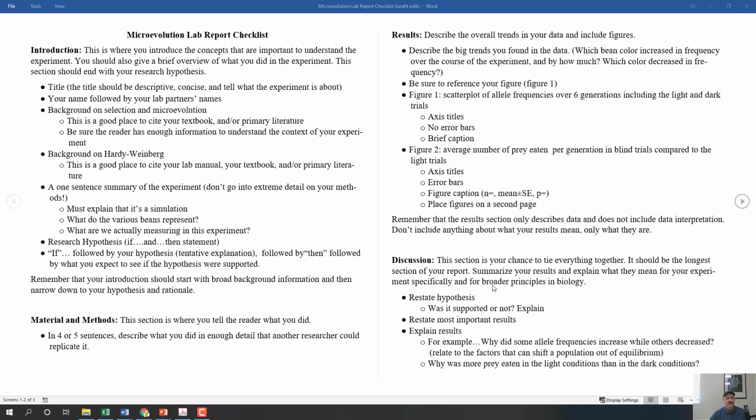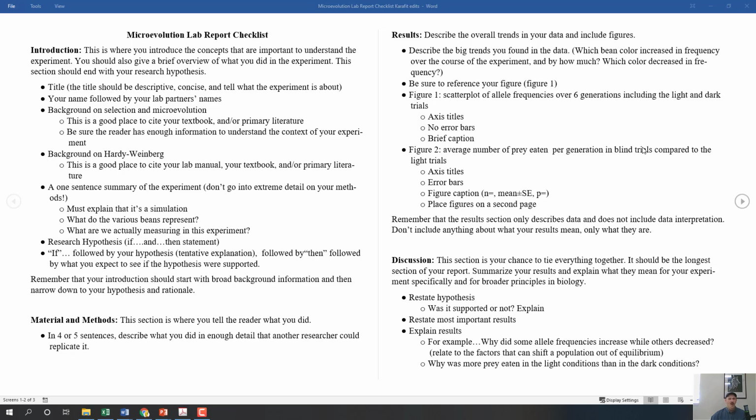In the discussion section, this is where you bring it all together. You tell us whether or not the hypothesis was supported. You then explain your results. You don't just restate them, but you restate them while you're explaining them. So why did alleles increase or decrease? Was it selection? Was it drift?